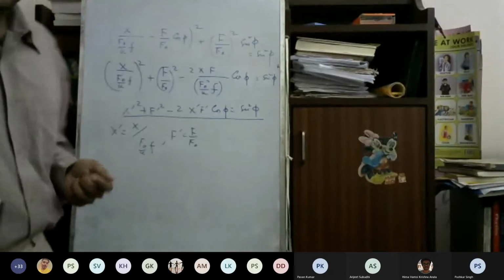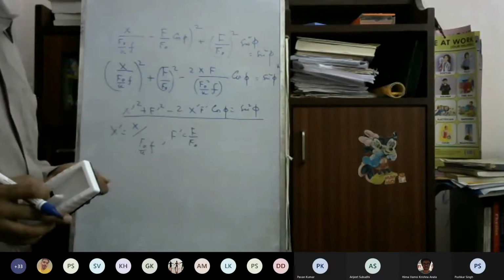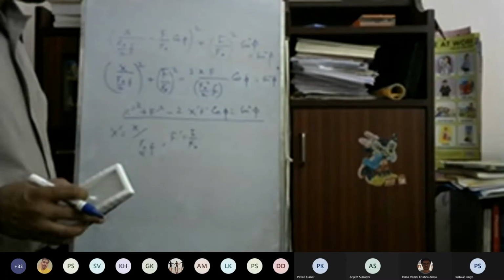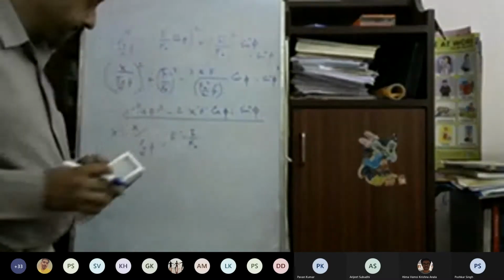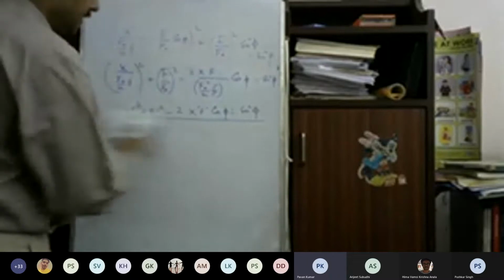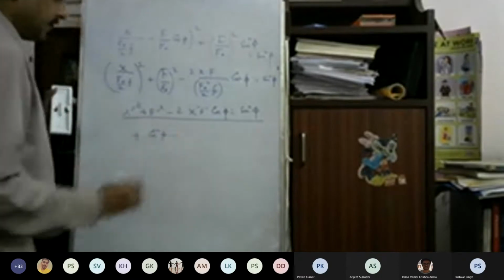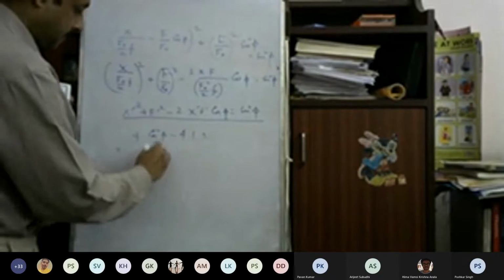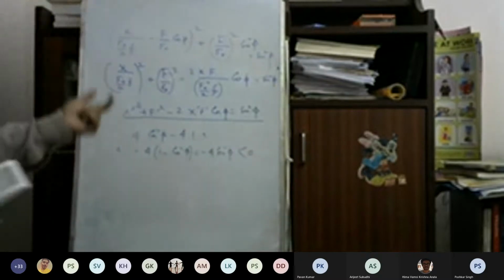What is the check for ellipticity? How to check whether this quadratic function is an ellipse, hyperbola, or parabola? Anyone can tell me? So that is b square minus 4ac. Here b square will be 4 cosine square phi minus 4 into 1 into 1, which equals minus 4 times 1 minus cosine square phi, which is equal to minus 4 sine square phi, and this is less than 0. So this becomes an equation of an ellipse.